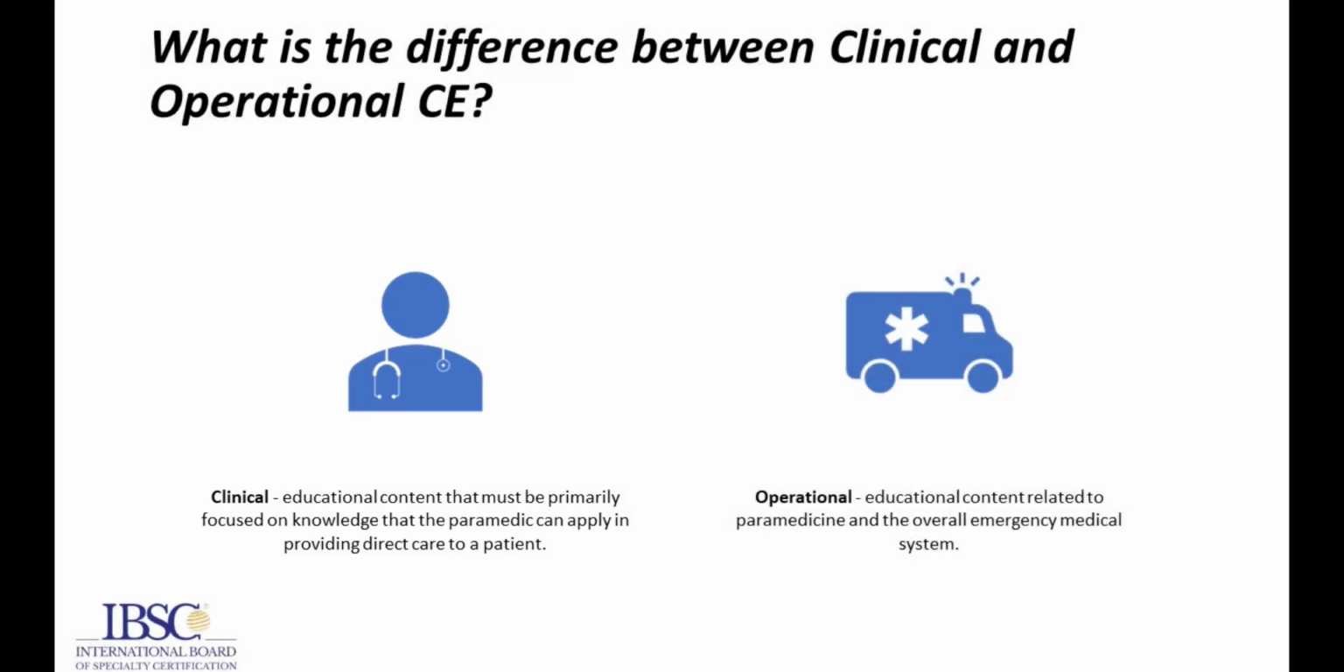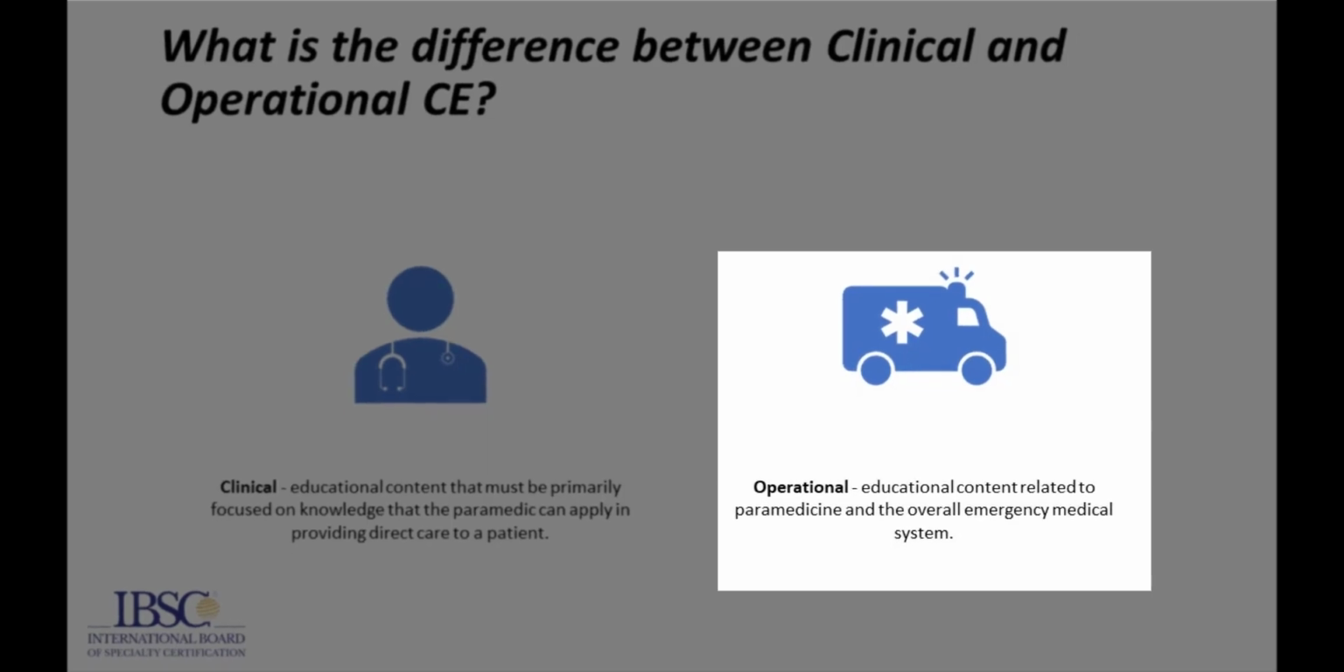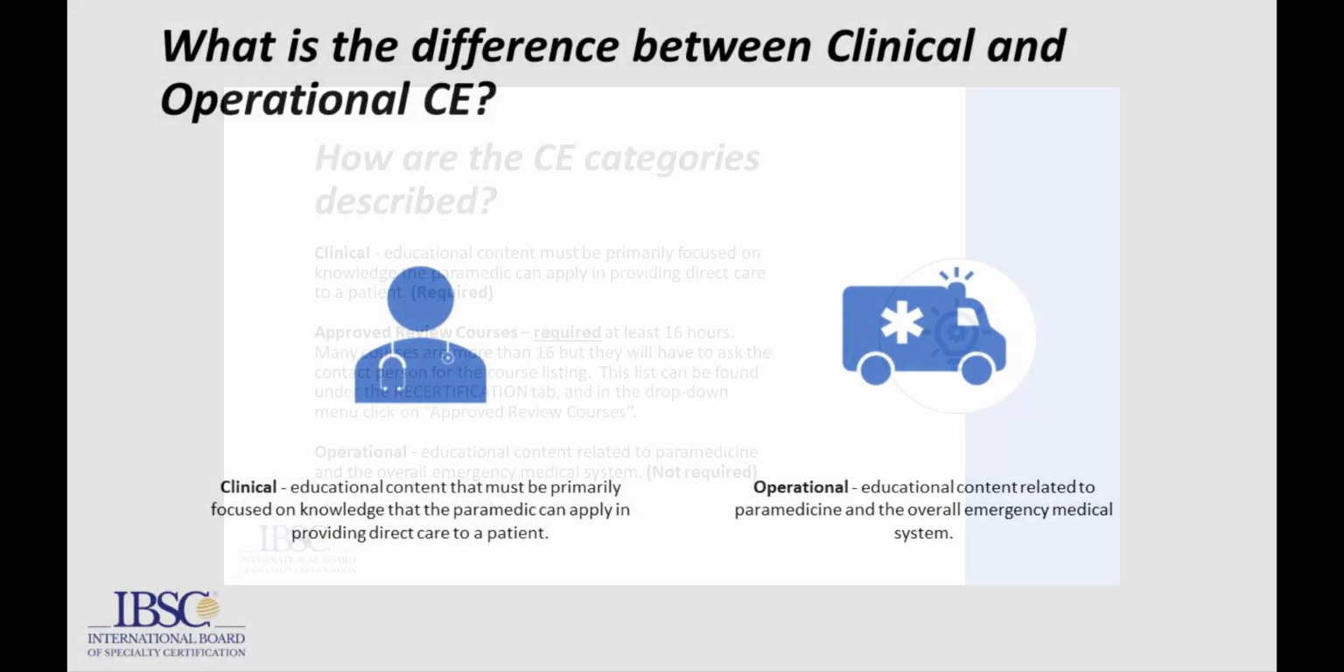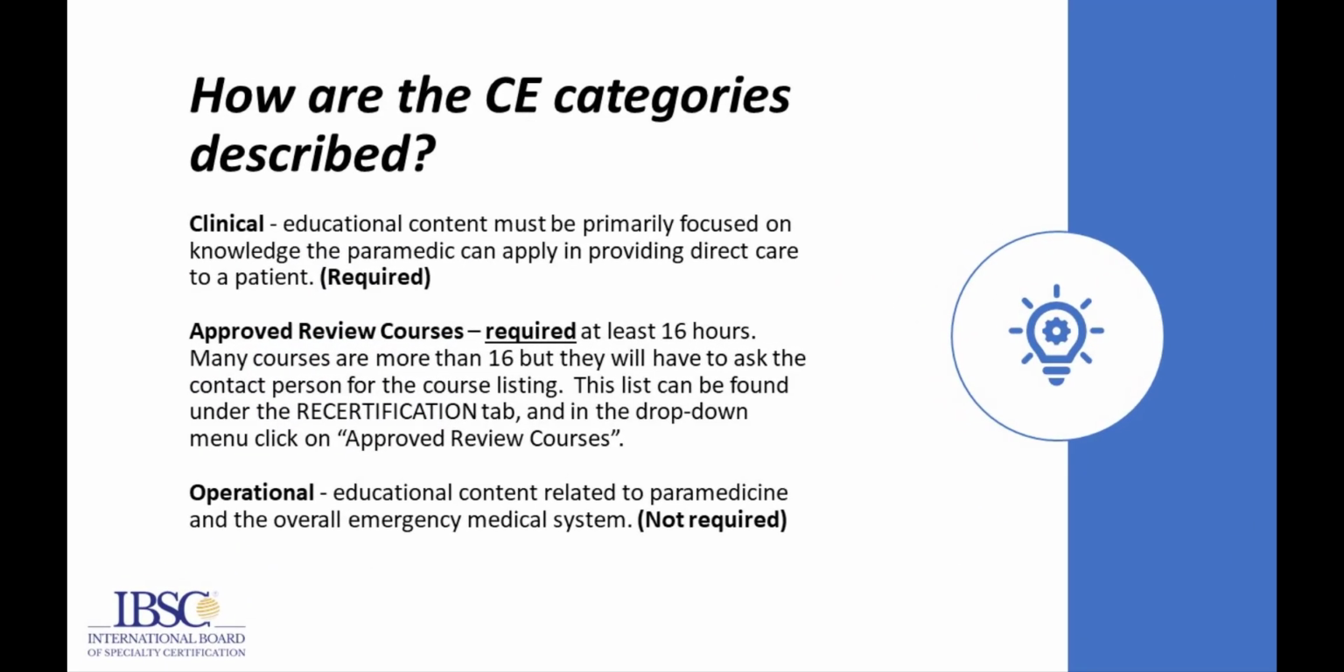Examples could be, but are not limited to, flight physiology, management of the trauma patient, and toxicology. While on the operational side, this is educational content related to paramedicine in the overall emergency medical services system. So some examples for that might be developing a quality improvement system or legal aspects of flight care, public relations in the pre-hospital environment.